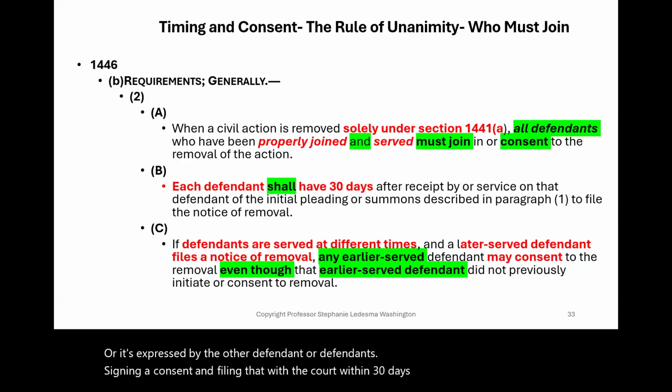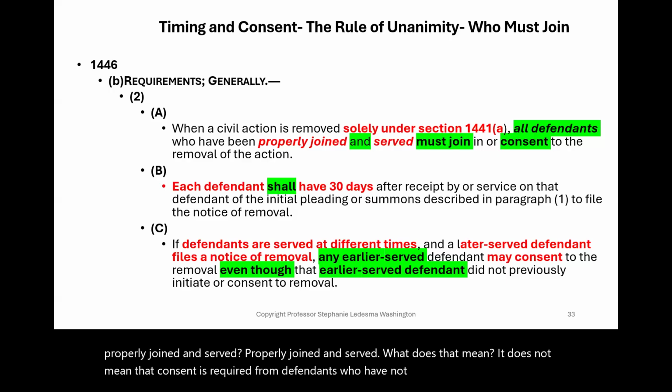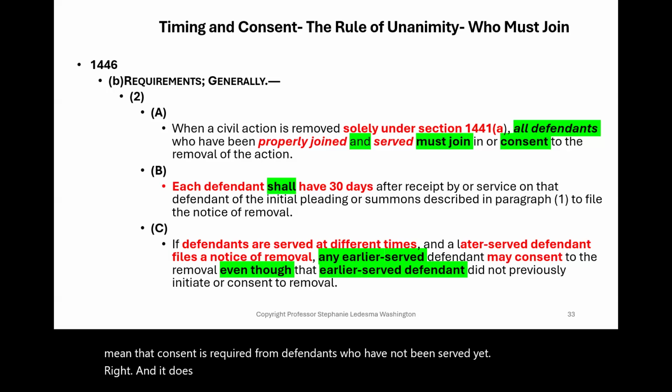Okay. What do we mean by properly joined and served? It does not mean that consent is required from defendants who have not been served yet, and it does not mean that the notice of removal has to be consented to by defendants who are not properly served. Okay, got it? All right, let's keep going.